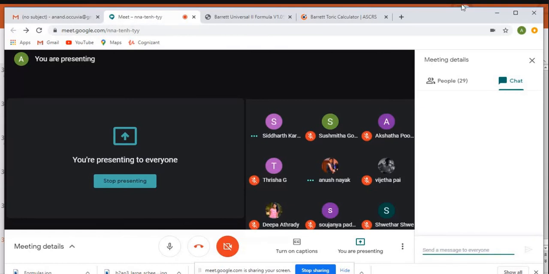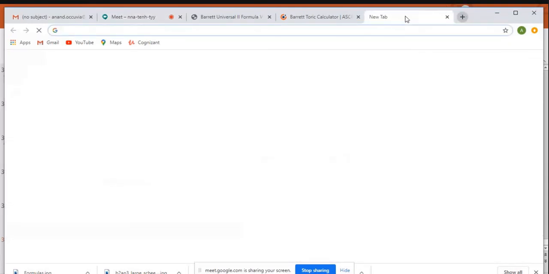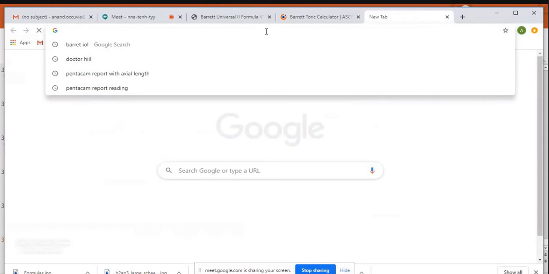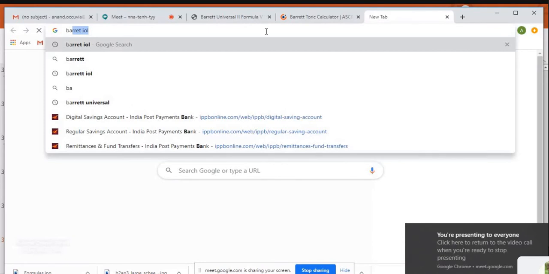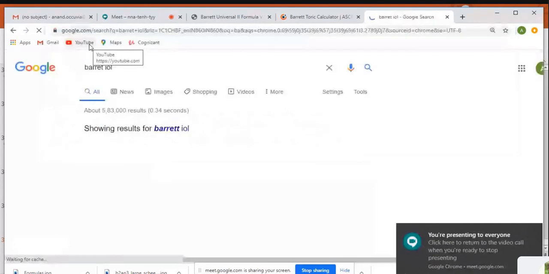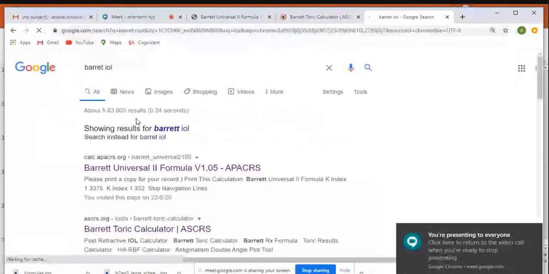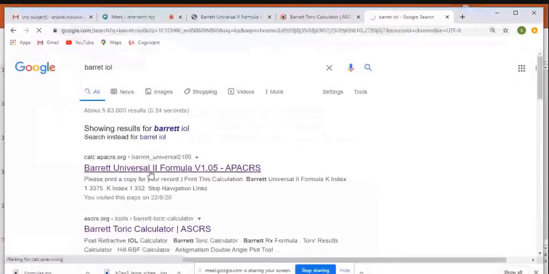If you just go to Google and type Barrett calculator, Barrett IOL, it will come. You can go to this website for the calculation. It will directly go to that page so that they can easily calculate on their own.